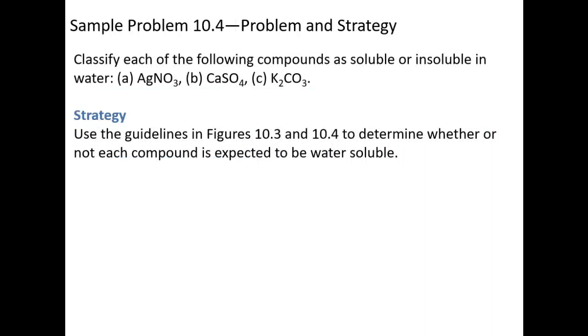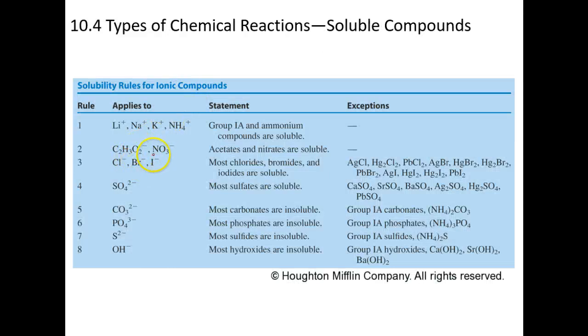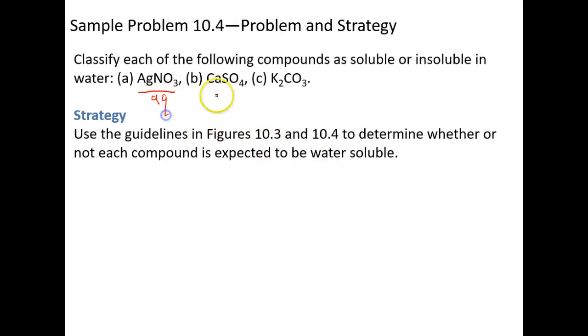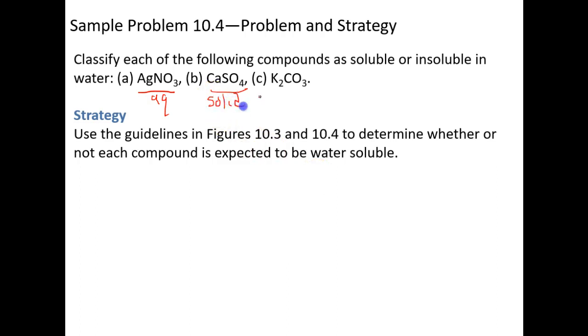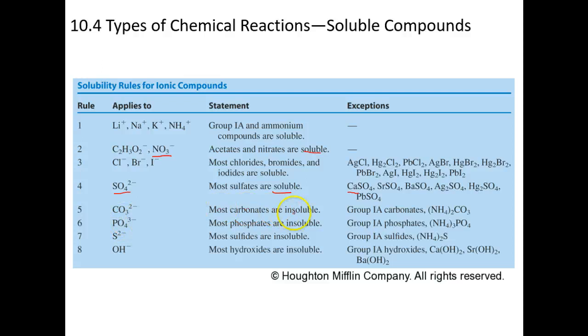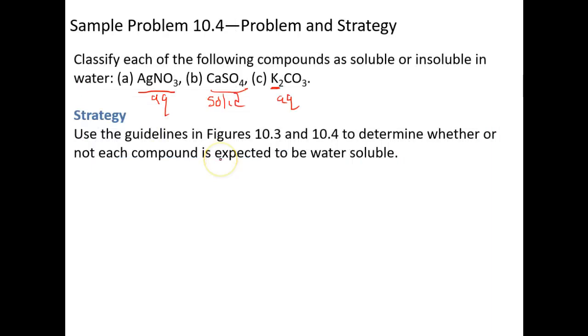Okay, so here's a simple thing. Silver nitrate, is that soluble or insoluble? Well, let's look. It has a nitrate, so therefore it's soluble. So this is going to be aqueous. Calcium sulfate. Sulfates are soluble unless it's one of these exceptions, and calcium sulfate is one of the exceptions. Therefore, this is going to be a solid. And finally, potassium carbonate. Notice potassium is one of the 1A metals. I can tell you right now, this is going to be aqueous. Doesn't even matter about the carbonate, even though all carbonates are insoluble, unless it's a 1A carbonate, which is one of these. I believe it's a potassium. Pretty straightforward and pretty simple.